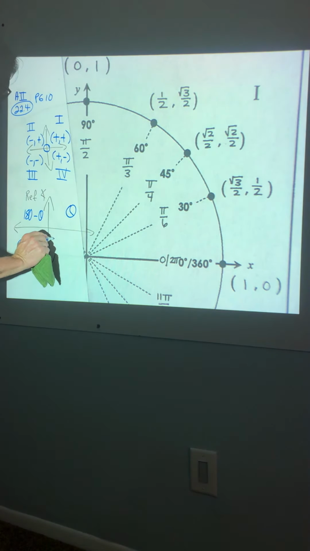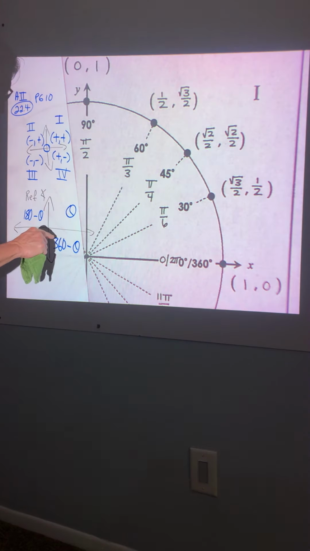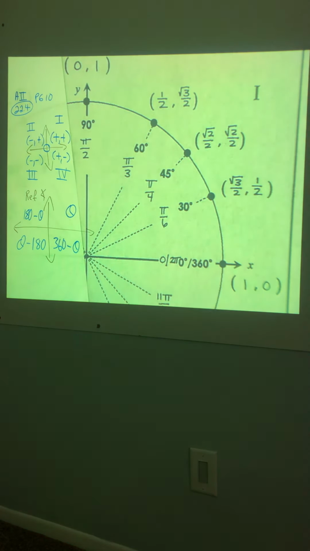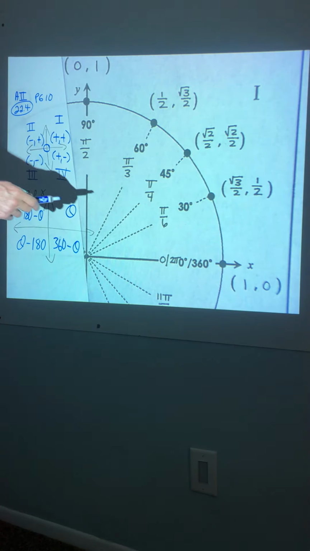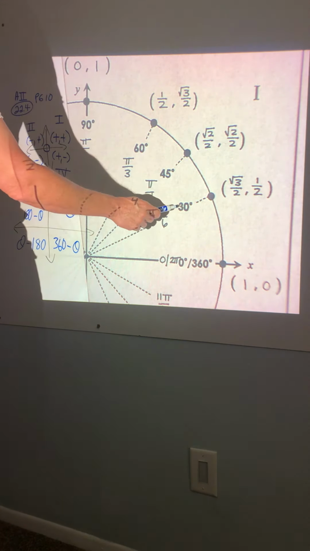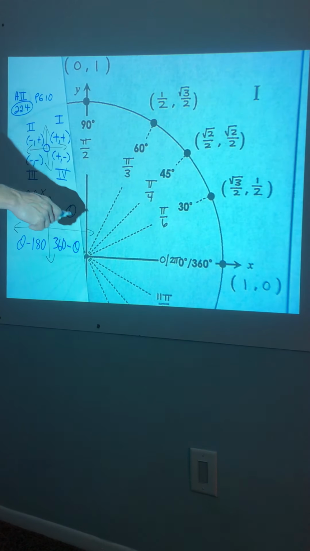That was 360 minus theta if you're in quadrant 4. Remember, it was all about quadrant 1, and I hope that you finally memorized quadrant 1. You've got 0, 2 pi, and the values for x and y are over there. 30 degrees or pi over 6, pi over 4. You have all those values for quadrant 1.